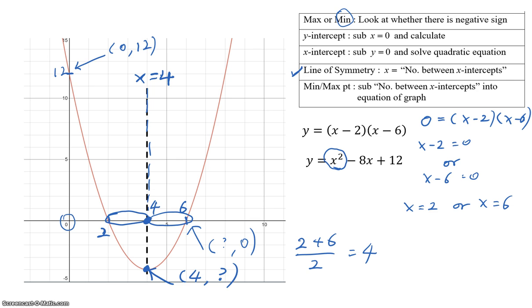So how do we find it? We just sub one of the numbers we know into the equation. So I'm going to sub 4 into the equation of the graph. Either form is fine, and then I'm going to be able to find the answer.